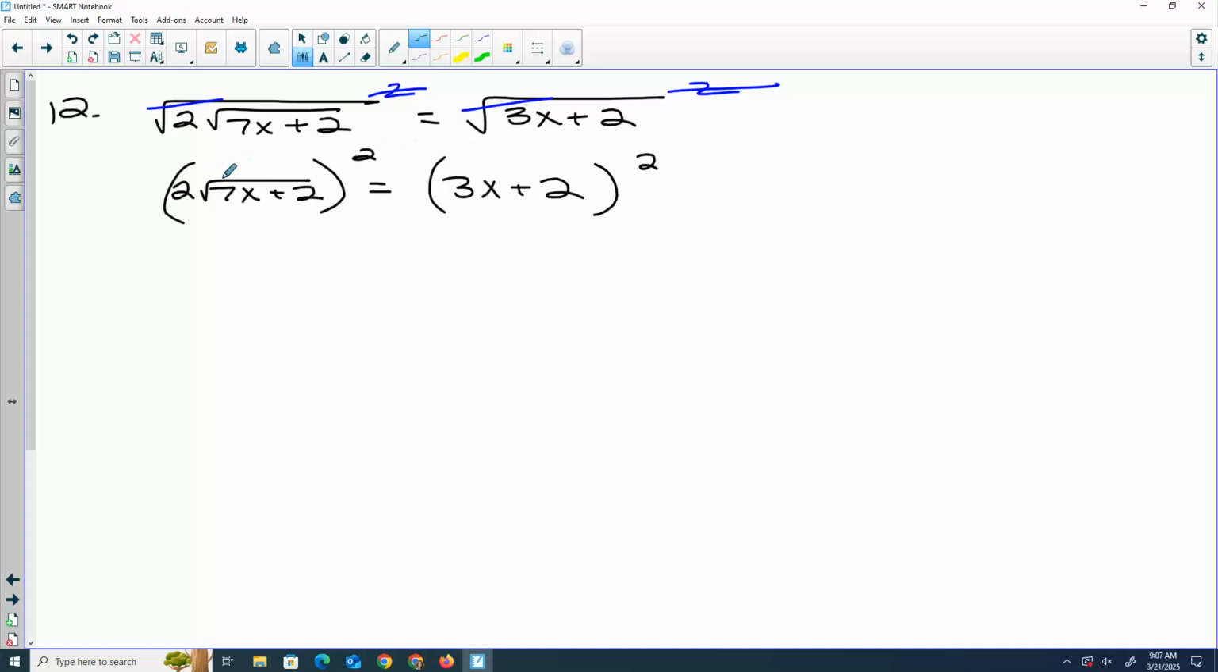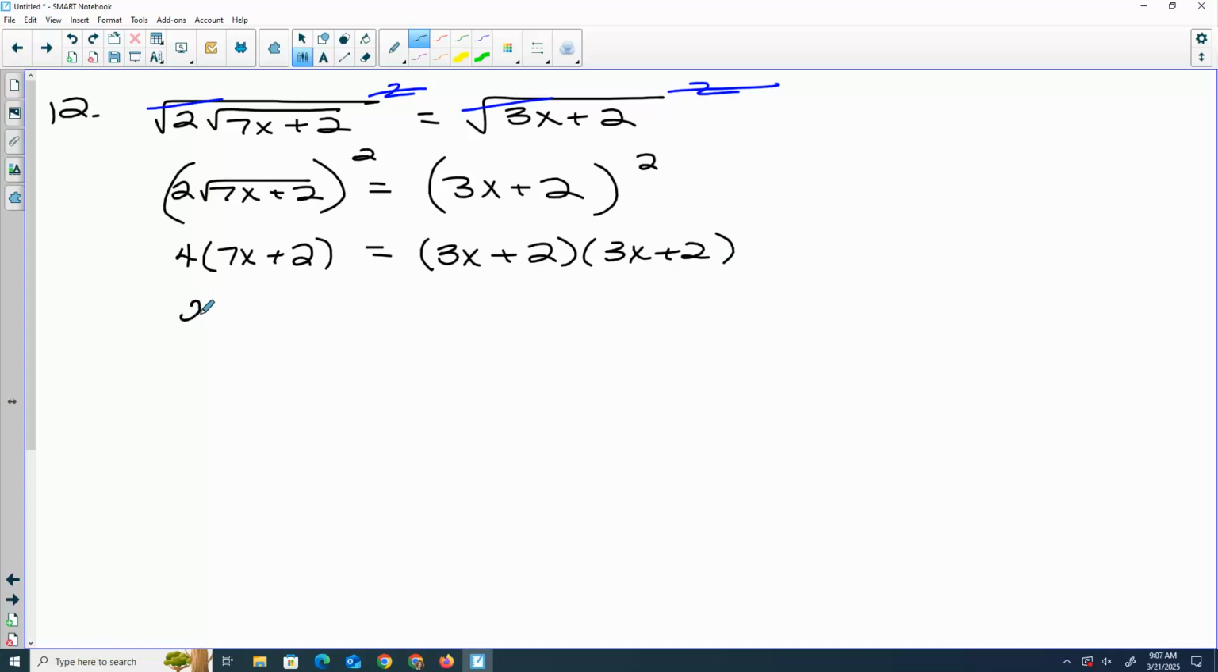On the left, when I'm squaring both parts of those, 2 squared is 4. Square root of 7x plus 2, squared, just gives me 7x plus 2. On the right, what would we have to do? FOIL. We have this whole thing twice.